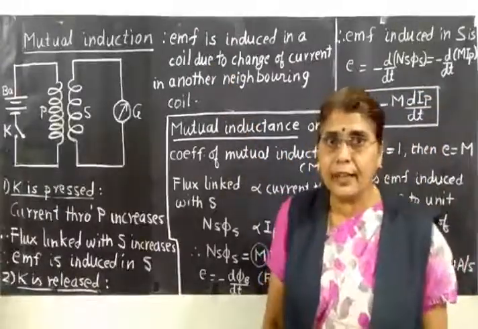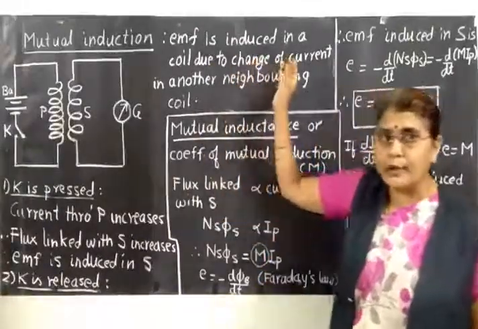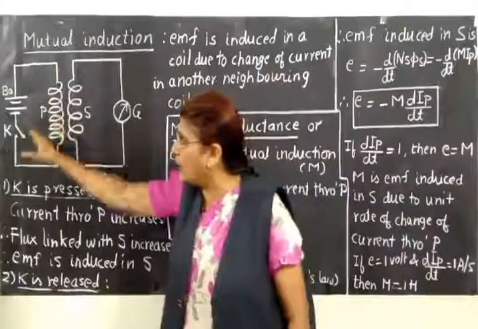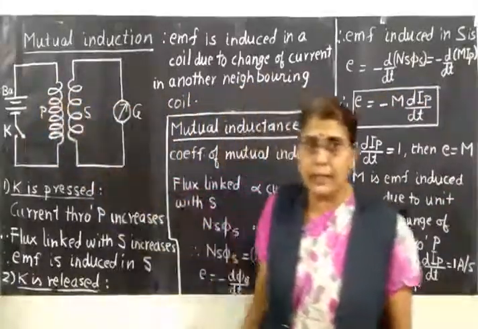What did we have for self-induction? We did not have two coils there. We had only one single coil, only this circuit was there. So what was self-induction?